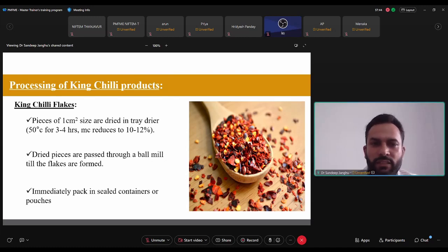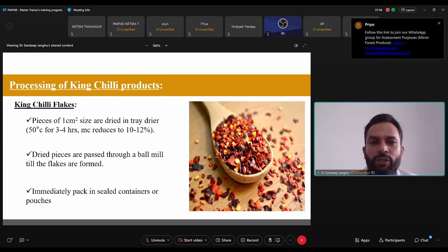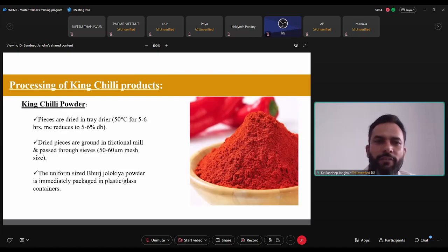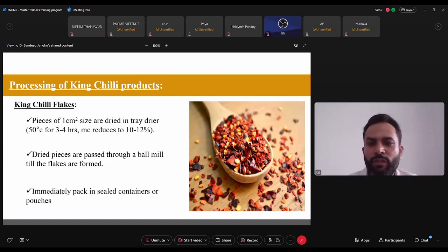King's chili flakes are dehydrated in the same way, but here we keep the moisture content somewhere around 10 to 12% instead of reducing it to 5 to 6%, because we need not go for powder preparation. We are just going for flaking, and after achieving the desired moisture content, we can pass it through the ball mill to make the flakes, and then it can be packed in pouches, containers, or suitable packaging material.